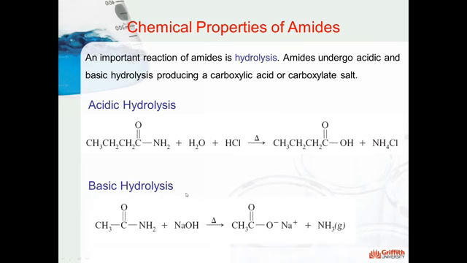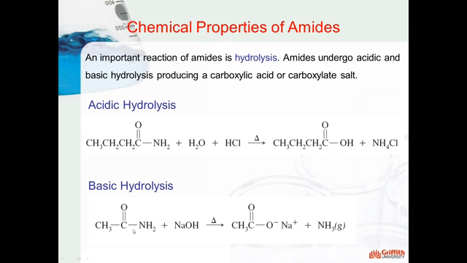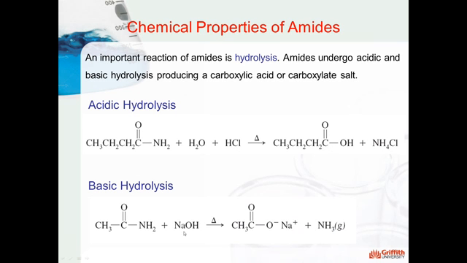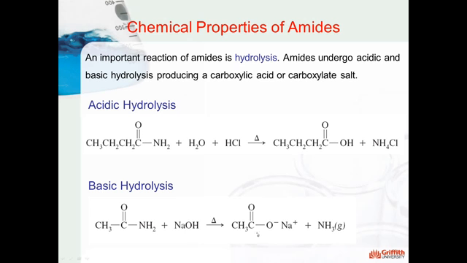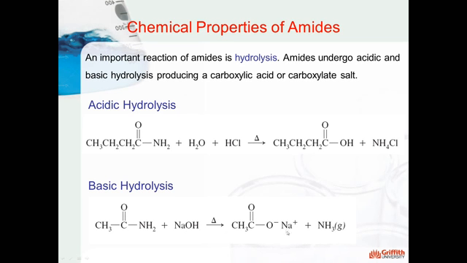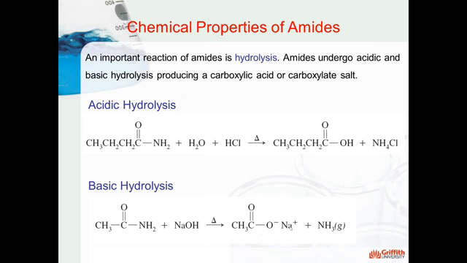With base hydrolysis, again our amide, this time it's reacting with base, so sodium hydroxide is a strong base. Heat it up and we get a carboxylic acid, but in the form of the sodium salt. So we have this sodium carboxylate salt. It's a carboxylic acid, but under basic pH it loses that proton and forms the sodium salt. So we've got a sodium carboxylate and we have ammonia or an amine.